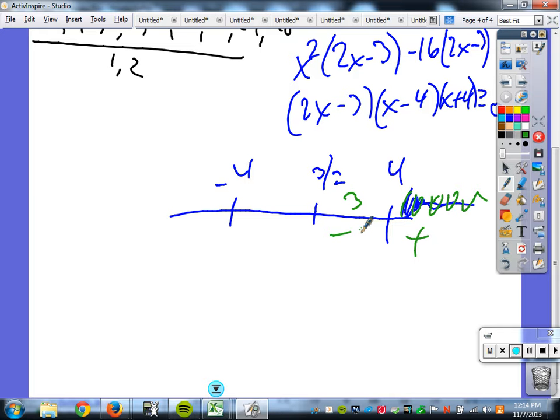Because look right here, I'm looking for stuff greater than 0. So am I looking for things that are positive or negative? Positive. I don't care about values. I'm looking for stuff that's positive or negative. That's it.